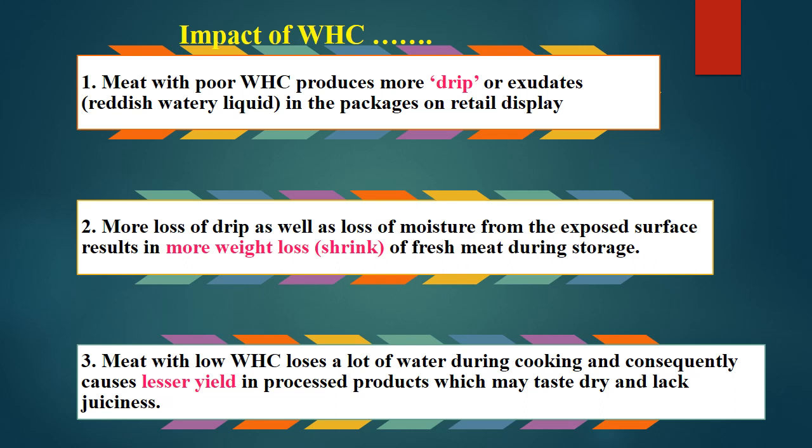And the third is that meat with low water holding capacity loses a lot of water during cooking and consequently causes lesser yield or more cooking loss, and this processed product may have dryness and lack of juiciness. So when the water holding capacity is low, more water will be lost during cooking, so cooking yield will be less, and the cooked meat will have dryness and lack of juiciness. So these are the impacts of water holding capacity, particularly when it is low.